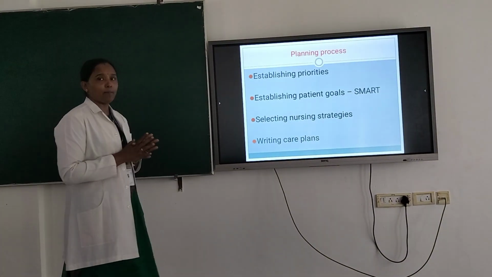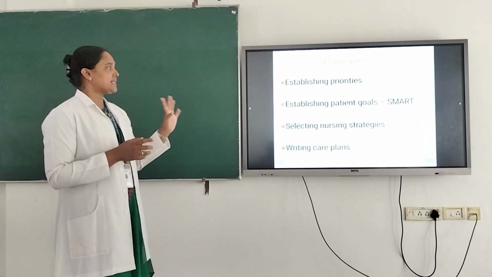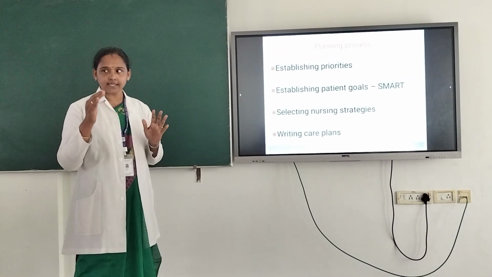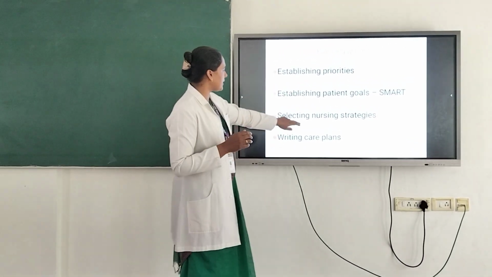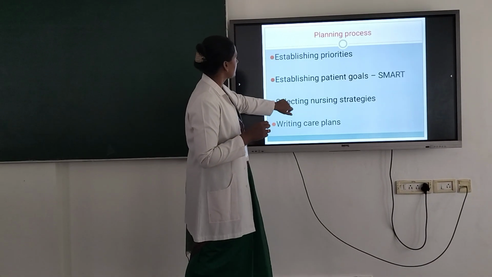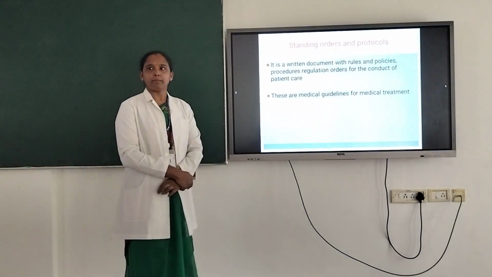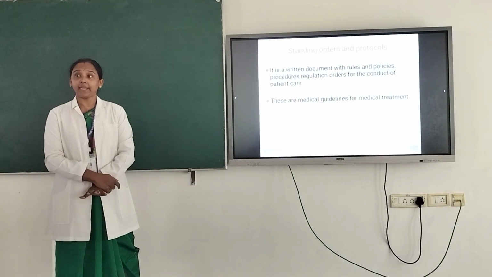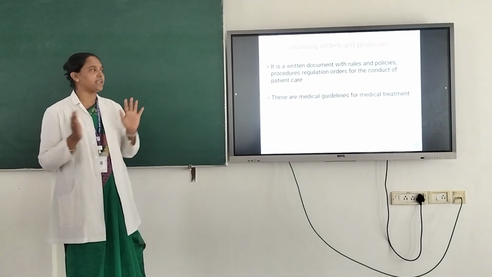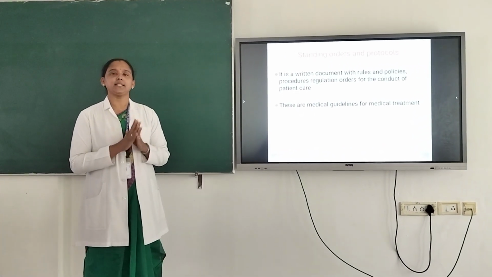Next we will move to the planning process. In the planning process, first one is establishing priorities. Second one is establishing patients' goals. Then third one is selecting nursing strategies. Then last one is writing care plans. So this is about the planning process. Planning is very simple, but when we come to nursing practice, it is a very big thing, but when it comes to the content, it is very simple. So planning is a very important part in the nursing process.